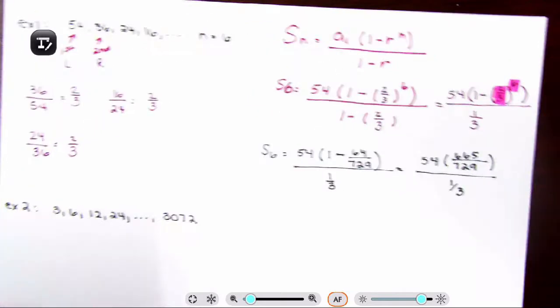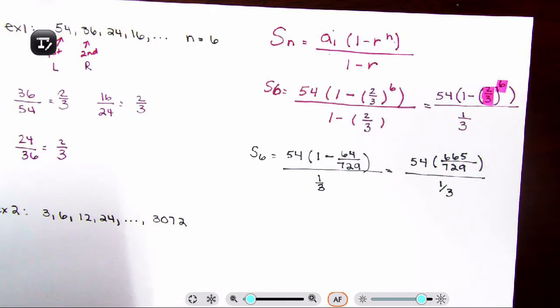So let's see what else we got. We're going to multiply that by 54. Multiply that by 54. And we're going to multiply that by 3 because it's dividing by 1/3. And that gave me a very, very weird looking number. And that's okay. Let's double check, because it really did give me a weird number, so I want to double check.